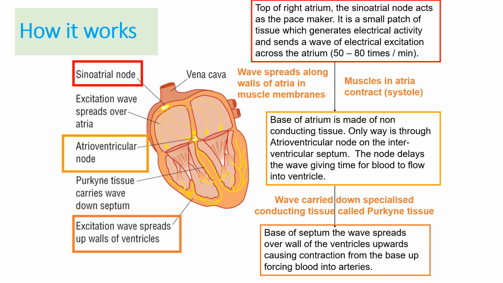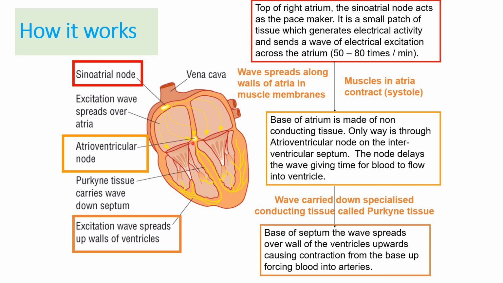And just to go through, in case you haven't done it previously, the series of events that happen in a heartbeat. So a heartbeat is initiated in the sinoatrial node, which is in the top right atria. The sinoatrial node initiates a wave of electrical activity which goes across the atria, causing the atria to contract. They then hit a non-conductive area at the bottom of the atria, which then means the electrical activity has to go via the atrioventricular node.